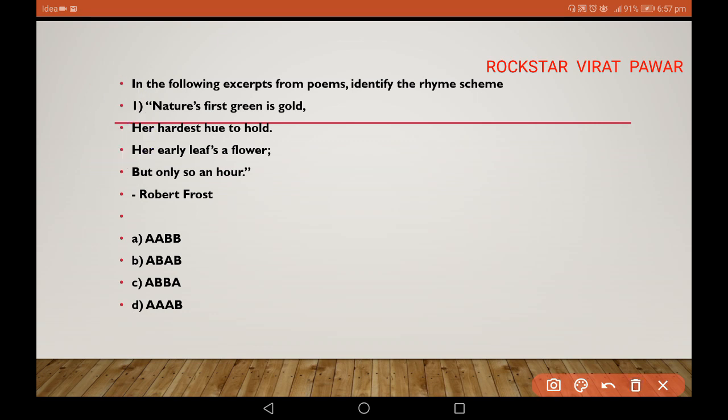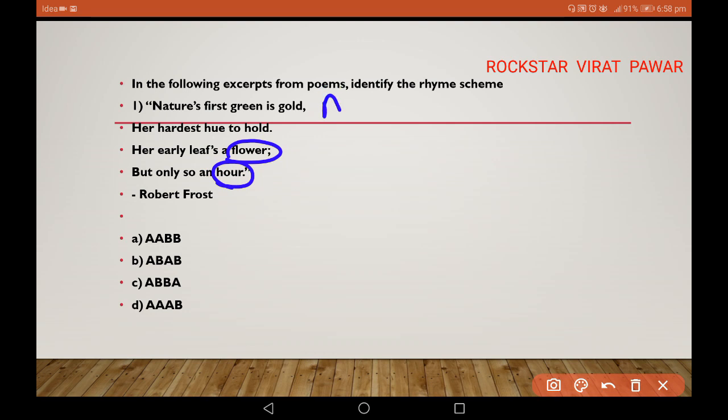In this, we have to find the rhyme scheme. Because we find gold and hold are in a rhyming relation, we write A in front of them. Okay, because they rhyme, we put the letter A in front of it. Then the next line is: Her early leaf's a flower. In this, flower is the word given, and the fourth line ends with hour.